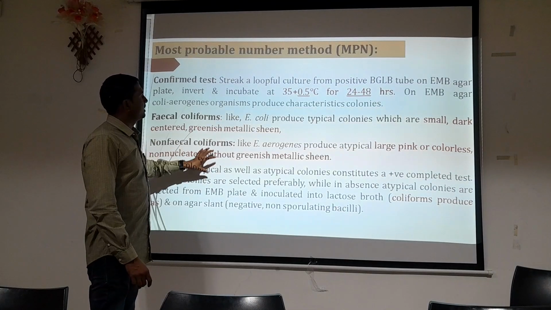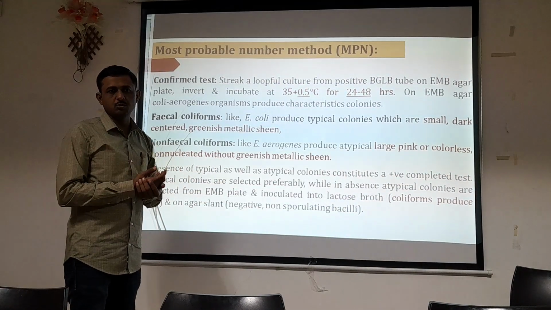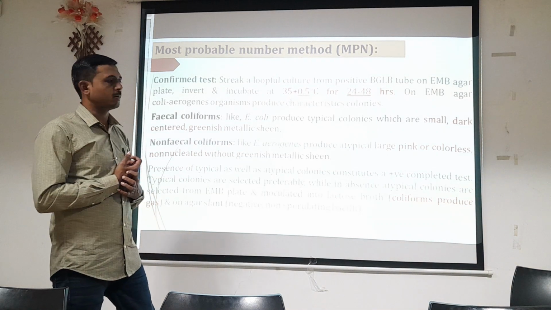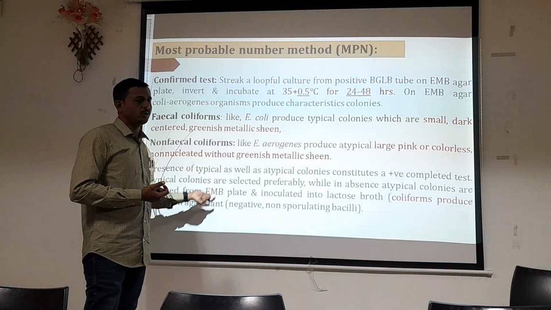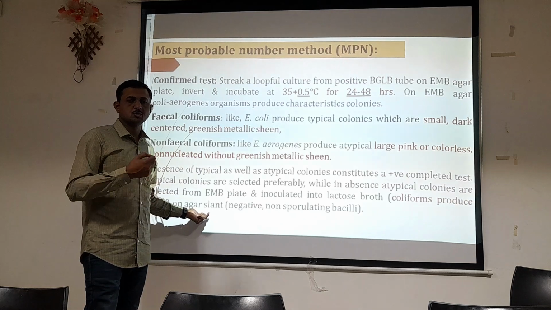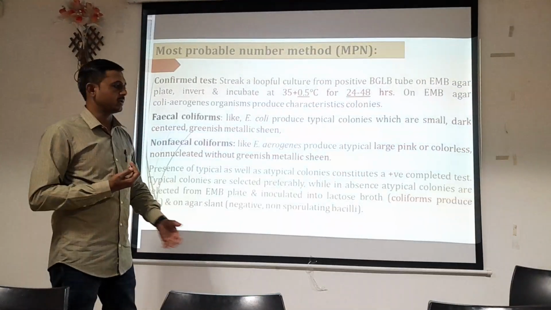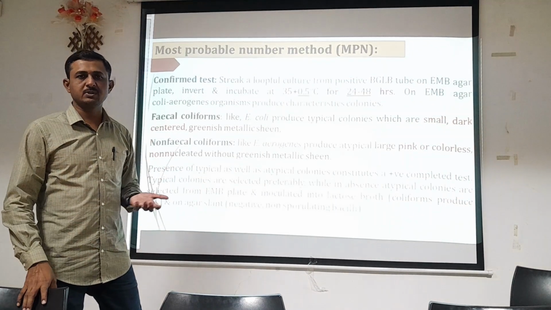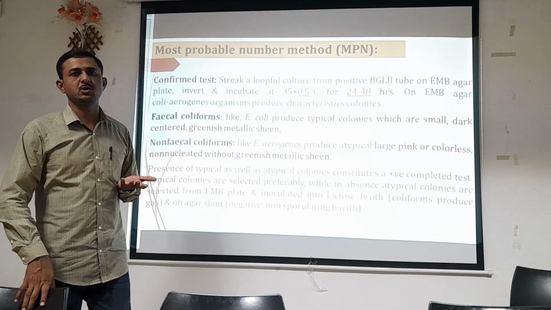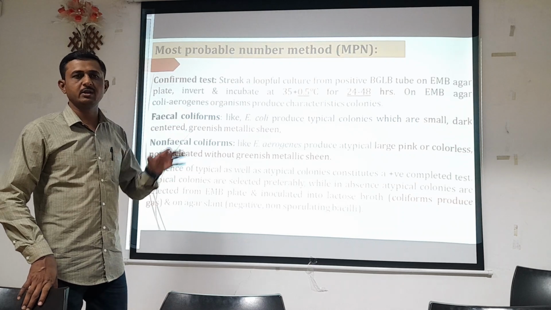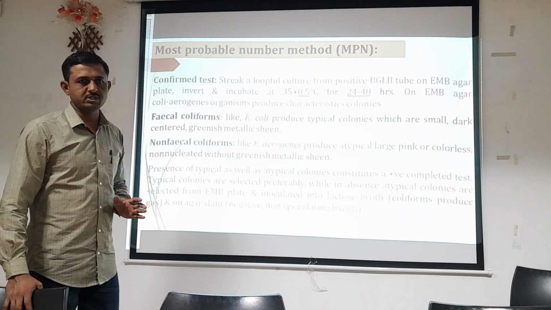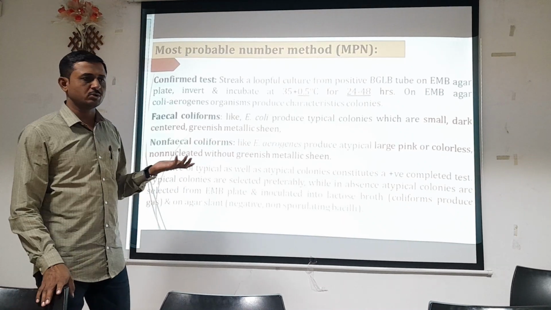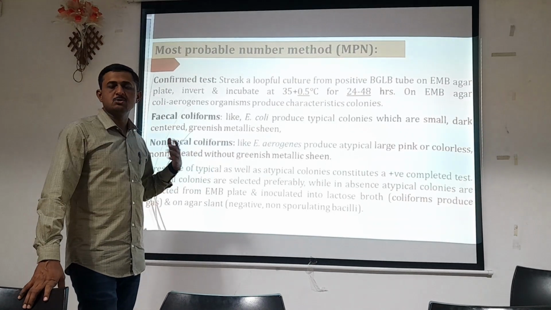After the confirmatory test, for further confirmation, you have to pick that particular isolated colony from the EMB plate and inoculate it into lactose broth, so that you are reconfirming that the organism is lactose fermenting and produces gas in that media, and you can consider that tube or organism as confirmed fecal origin type of organism. And when you stain that organism, it shows gram-negative, non-sporulating type of bacilli.